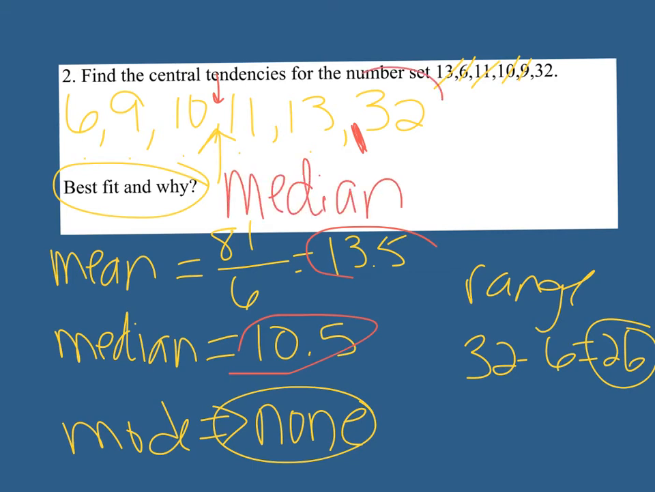Okay, and if you look at 32, does that look like the rest of the numbers? Is it really close to them? And it's not. So that would be because there's an outlier. We're going to pick the median. Okay? So that's what an outlier looks like. It's the number that's really far off, doesn't really belong.